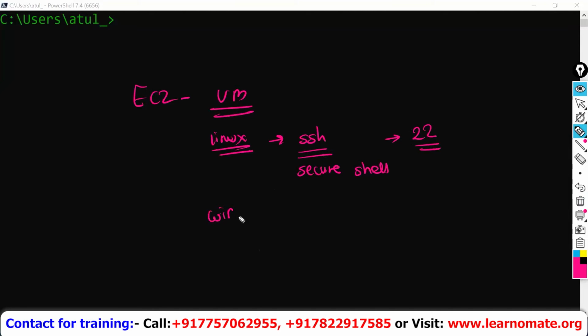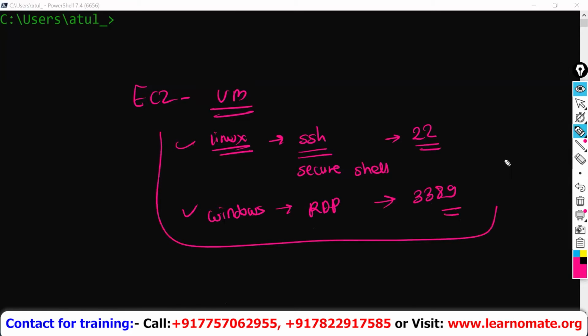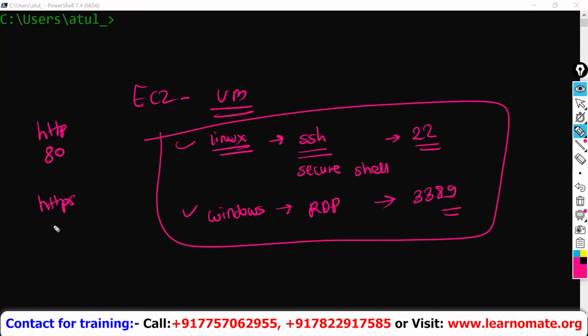Suppose I have a Windows type of machine. I can launch a Windows type of EC2 instance and try an RDP connection. For RDP, port 3389 is used. Suppose I want to host a website, I can try any type of instance among these. For HTTP traffic, we can have port number 80. For HTTPS on a network level, we can have port number 443.